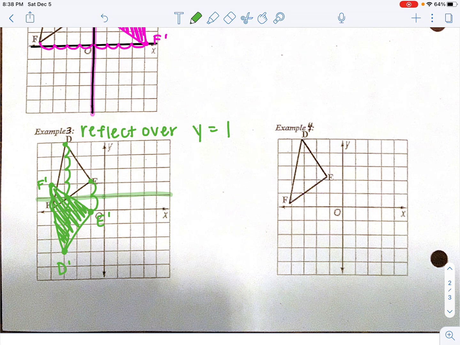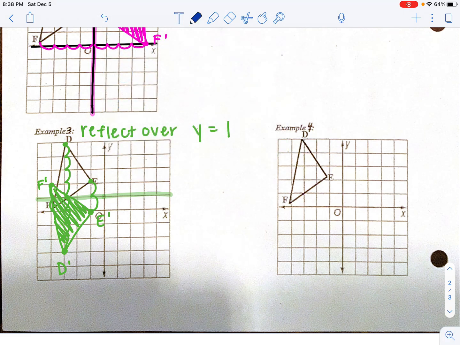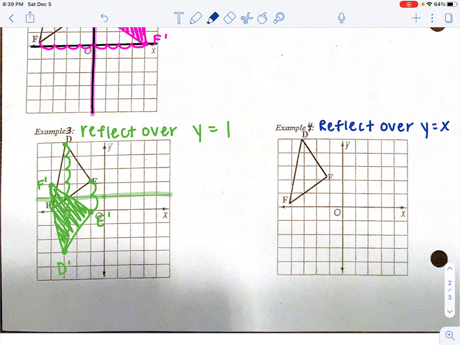So notice it's kind of overlapping the other one. It's overlapping our line of reflection. That's completely okay. And the final one, this is the most common question on the OST when it comes to types of transformations. We're going to reflect over the line y equals x. So the line y equals x is actually this line right here. So it's a diagonal line, a little bit harder when it's not vertical or horizontal.